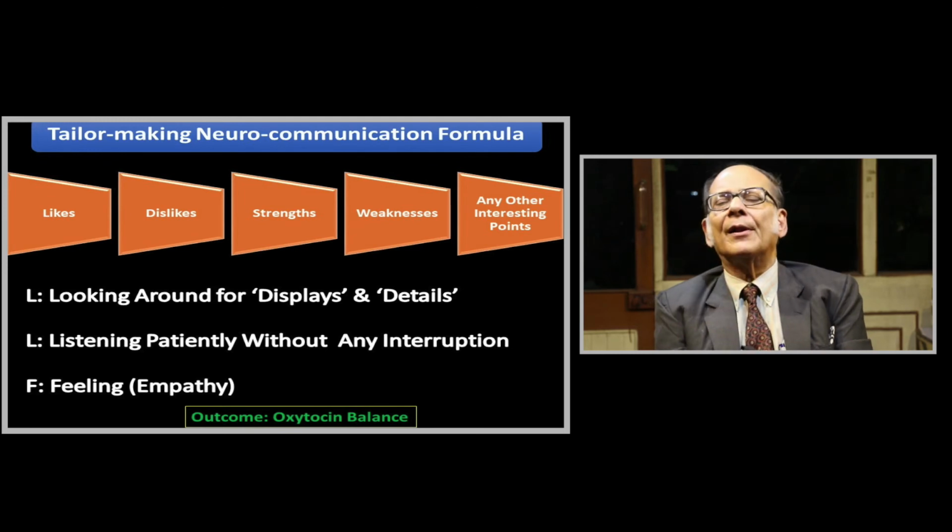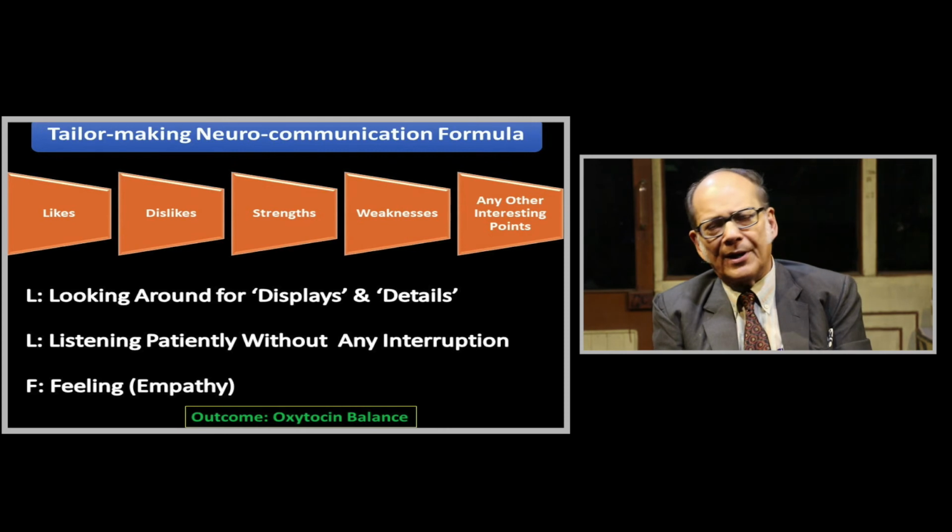So I've given you 2 case studies how, by using the formula of tailor-making communication, LLF or Neuro Communication formula, 2 different subordinates in 2 different companies in the private sector, big giants, solved their problems and developed rapports with their bosses. Thank you very much. You must start practicing this LLF formula and get results.